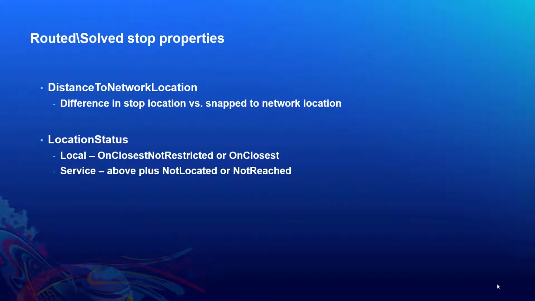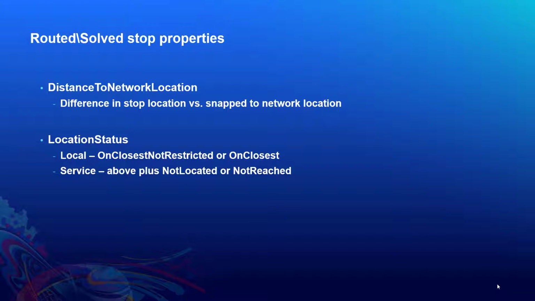So after solving, you get back what I call routed stops or solve stops. These are a copy of the inputs, but now they have some of the read-only properties populated. And there are a number of these, but let's just take a look at a couple. First, distance to network location. And as you recall, I said we search out 20 kilometers. The value that this particular property holds can tell you how far your input XYs are from where they got snapped to the network. And if that value is rather large, it might tell you that your locations are off from what you expect.